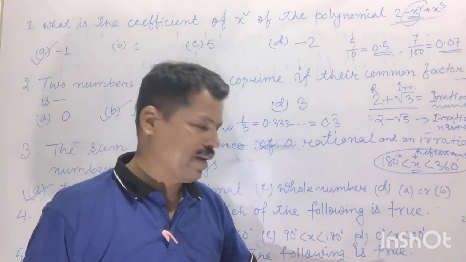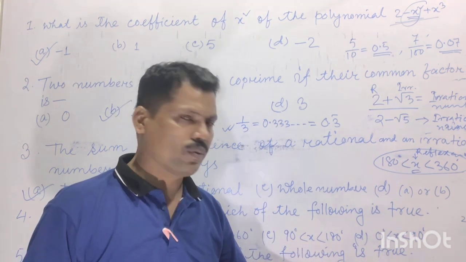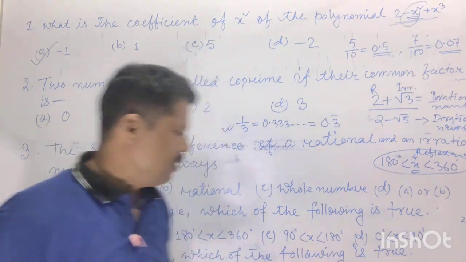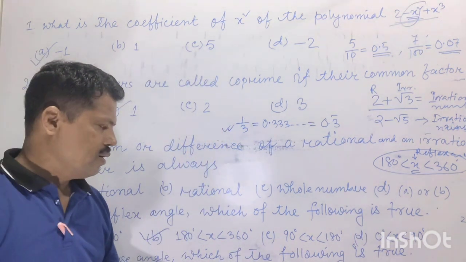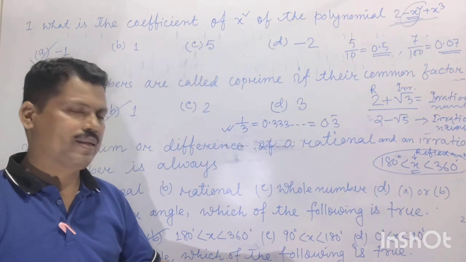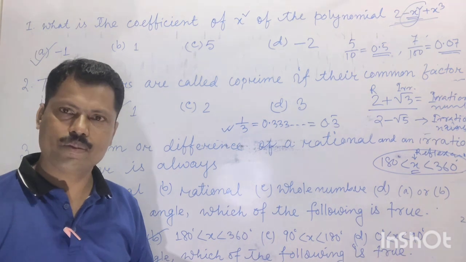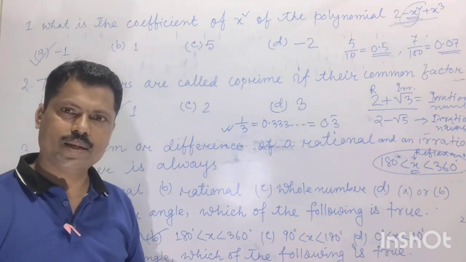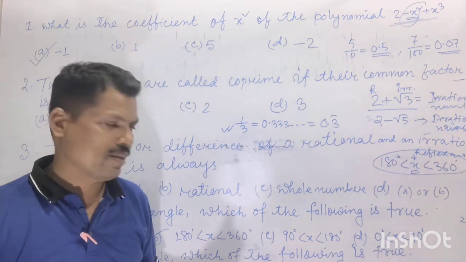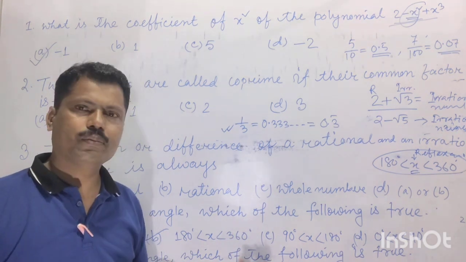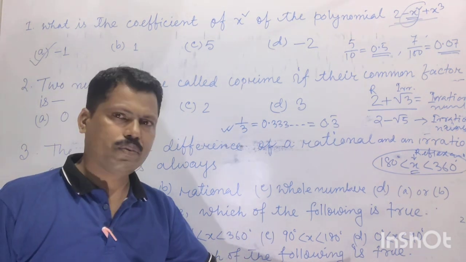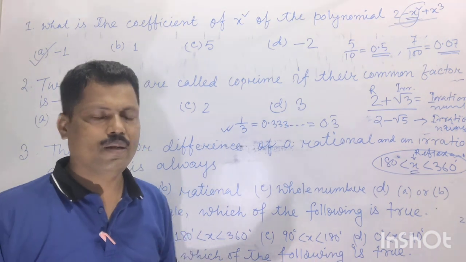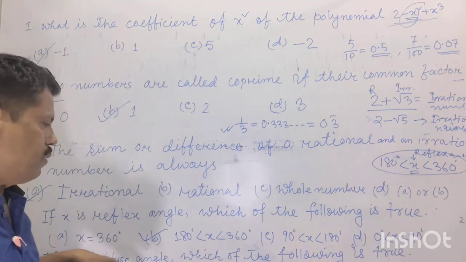If x takes such a value, then option D will be the reflex angle condition. And option C, 0 degrees less than x less than 90 degrees, this means an acute angle measure. An acute angle measure is more than 0 degrees but less than 90 degrees. So this one is not an obtuse angle, and option D also is not the option for an obtuse angle.